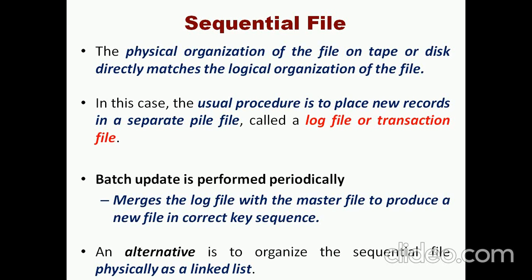So in the sequential file system, we use one special file, separate from the pile file, called a log file, to track the transactions that happened in the particular files. That is, when they were edited and at what time they were modified, all of this is maintained in it. It uses only batch update. So we can easily merge the log file to identify the exact key sequences of the particular search.